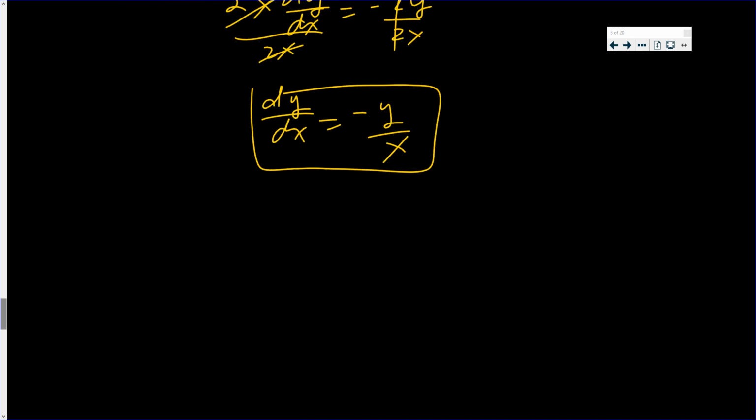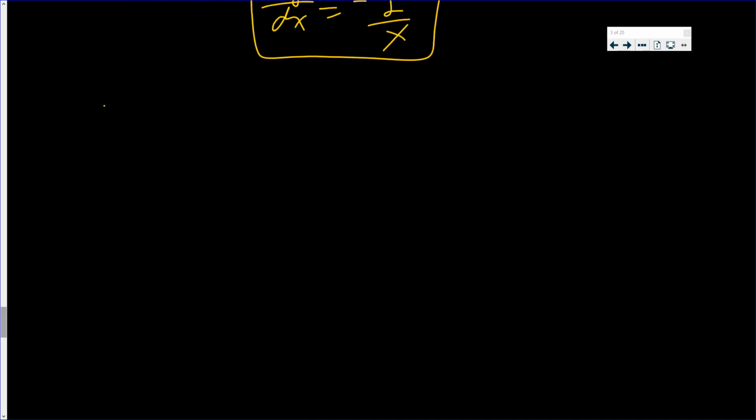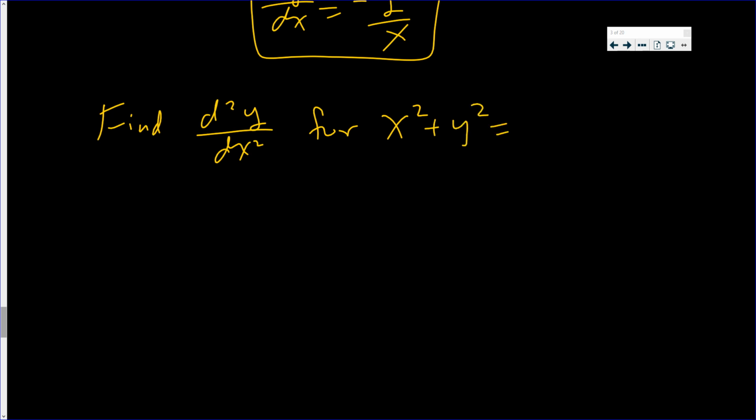So here's the problem. This time, I don't want you to find dy dx. I want you to find the second derivative for x squared plus y squared equals x. Okay. So first we find the first derivative. First we find dy dx, and then we take the derivative of that with respect to x.